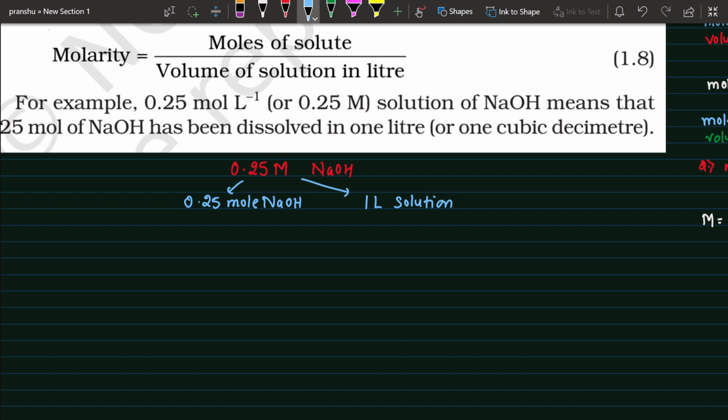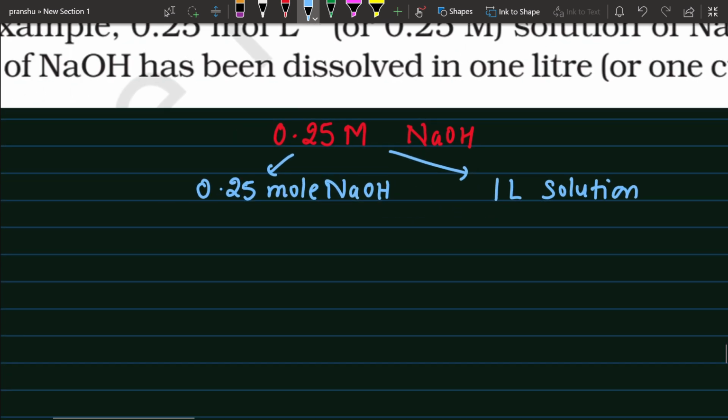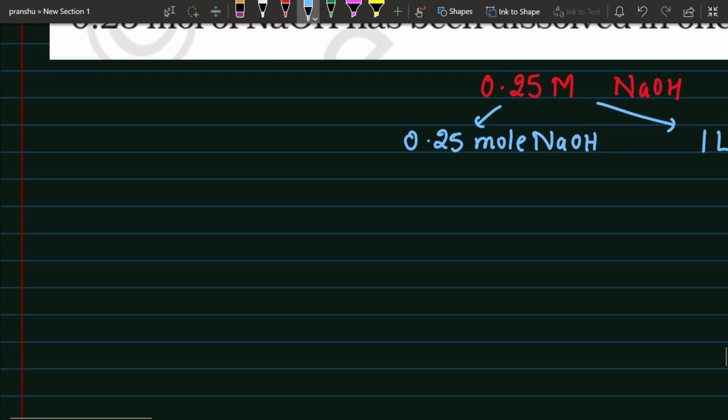Now, in terms of molarity, we have two different terms. As I said, volume changes with the temperature. So yes, molarity changes with temperature.